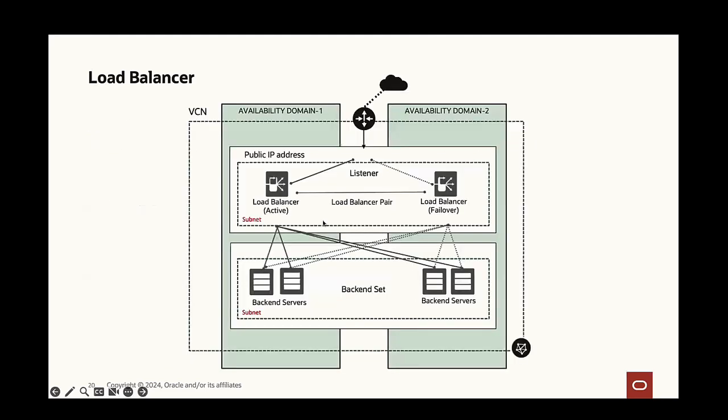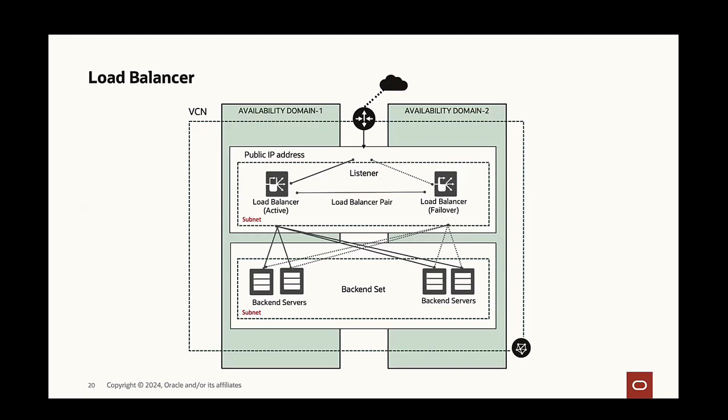And then diving a little bit deeper into how the load balancer service works. There are two kinds of load balancers. You have a public load balancer and a private load balancer. So let's first dive into how the public load balancer works. For this, you select two availability domains, or ADs, where the load balancer resides. So we have AD1 and AD2 right here. Since OCI creates two copies of the load balancer to make it highly available, you need two subnets.